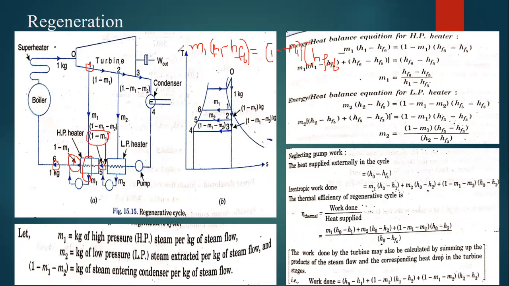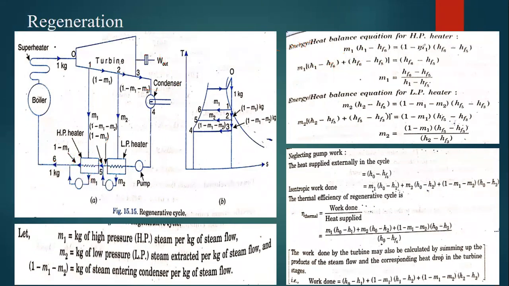So now it will become 1 minus M1 on the LHS. For this 1 minus M1 kg, the enthalpy is HF5. So the whole thing is 1 minus M1 into HF5. If we bring it back to this side, it will become minus. I have taken 1 minus M1 as common and HF5 inside the bracket. See what I have written: 1 minus M1 into HF6 minus HF5.